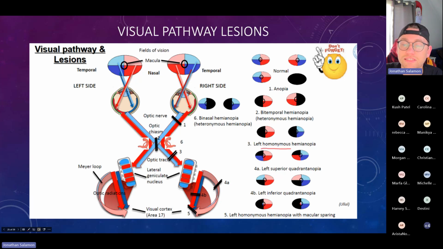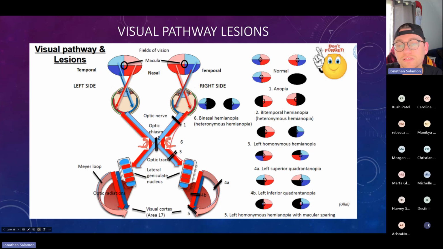Conversely, homonymous hemianopia, right? That means homo, same, hetero, different. Same side of the field of view for both eyes, right? So now let's walk this back. And how does this make sense, right? If I lose the left side of my field of vision in both of my eyes, I am losing the nasal portion of my left eye, and I'm losing the nasal portion of my right eye.